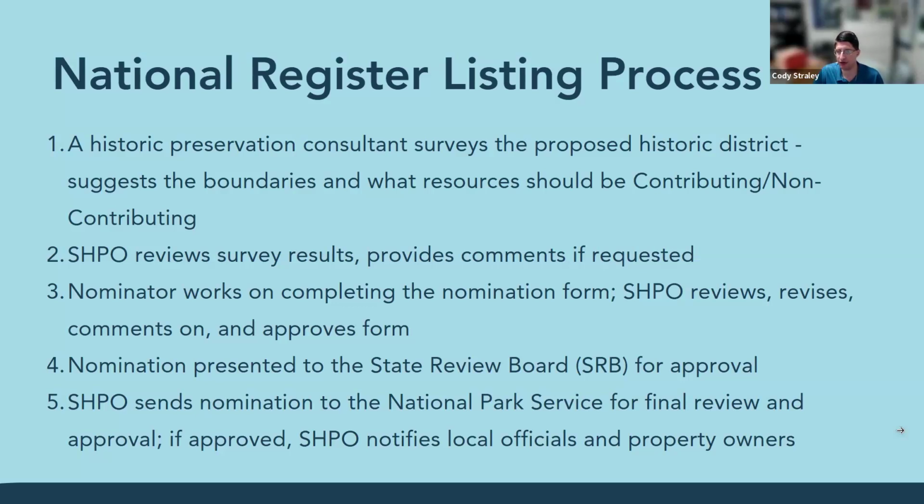Assuming the board does approve, our office will then forward the nomination to the National Park Service for their final review. And they have the choice to either approve it, reject it, or send it back to us for further revisions. If the Park Service does approve the nomination, then it is considered officially put on the National Register. And then our SHPO will notify local officials and property owners, and hopefully everyone lives happily ever after.